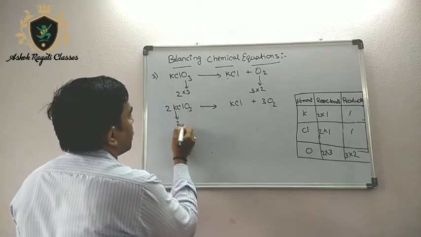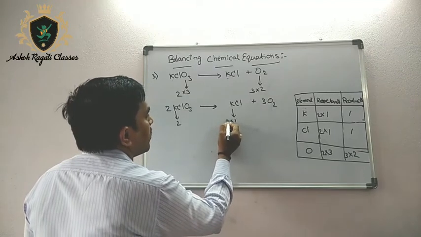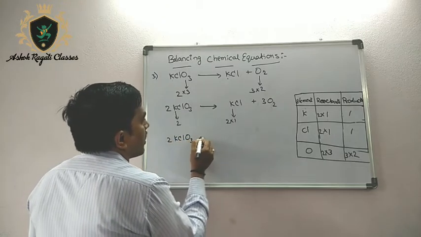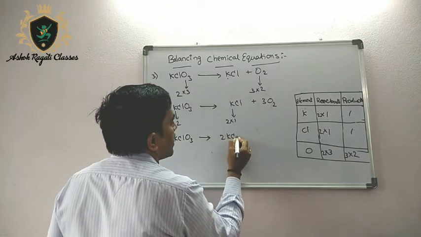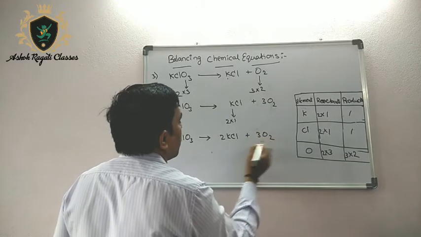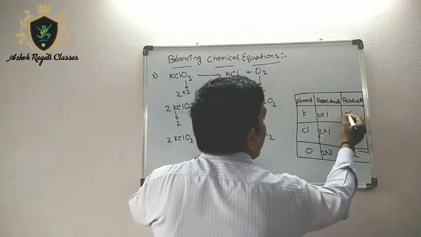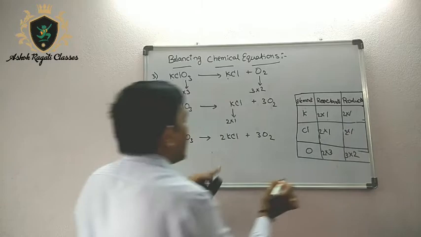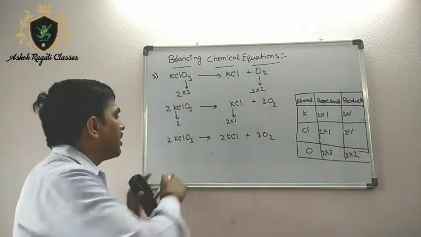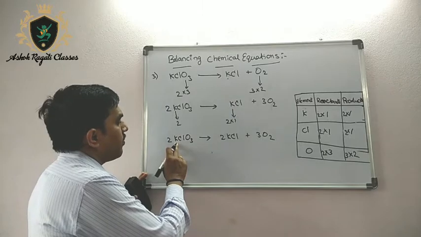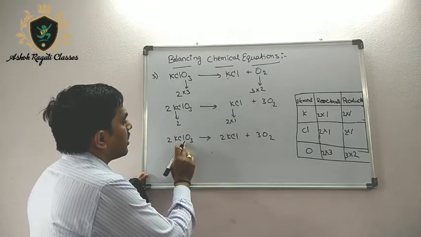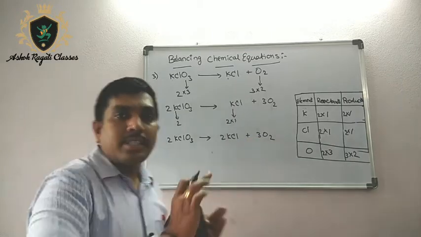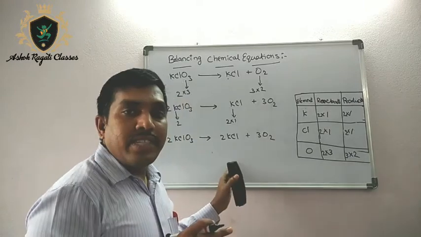So now try to balance it. Here potassiums are 2, here only 1. So how will it become 2? Multiply with 2. So that is 2KClO3 gives rise to 2 into KCl plus 3O2. What changes are you doing here? 2 multiplying with 2, and this 2 is applicable to chlorine also. Now check it once whether the equation is balanced or not. 2K, 2K, 2 chlorines, fine. 2 3s are 6, 3 2s are 6. Yes or no? I hope the equation is balanced.